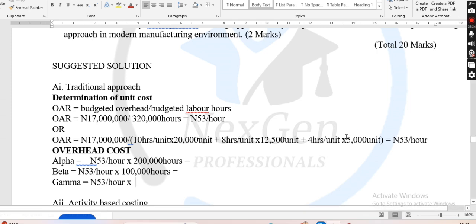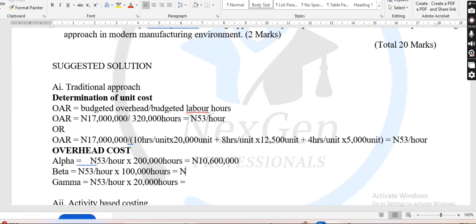Class, what is the next one? 4 hours per unit times 5,000 units. Class, what do you have? 20,000 hours. So class, what is the first overhead cost, so that we can move to activity-based costing? Class, what is the overhead cost? This is the 10 million, 600,000 naira. What do we have? 10,600,000 naira. Next. What do you have next?